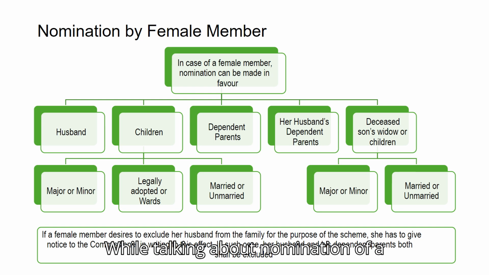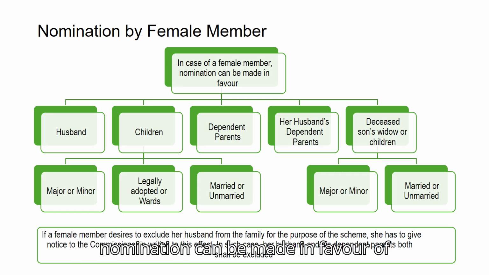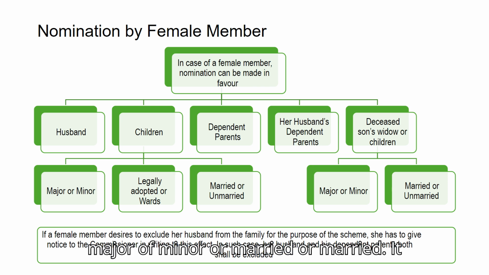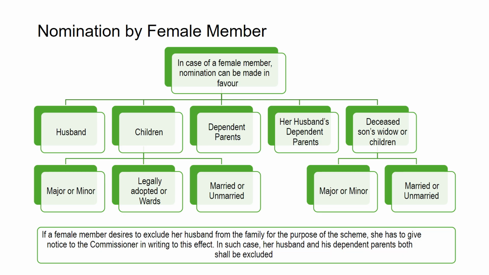While talking about nomination of a female member, nomination can be made in favor of husband, children which can be major or minor, legally adopted, married or unmarried, dependent parents of husband, dependent parents, and deceased son's widow or children which can be major or minor, married or unmarried. It is important to note that if a female member desires to exclude her husband from the family for the purpose of the scheme, she has to give notice to the commissioner in writing to this effect. In such case, her husband and his dependent parents both shall be excluded.